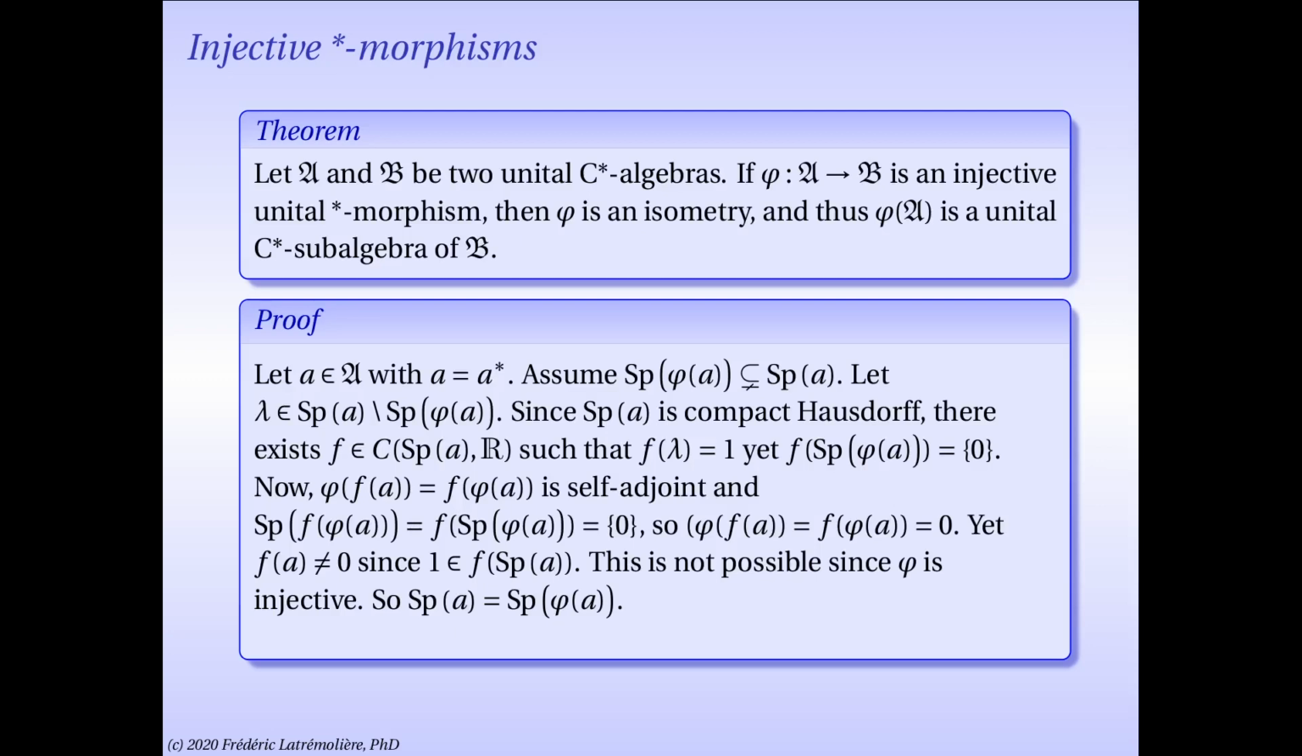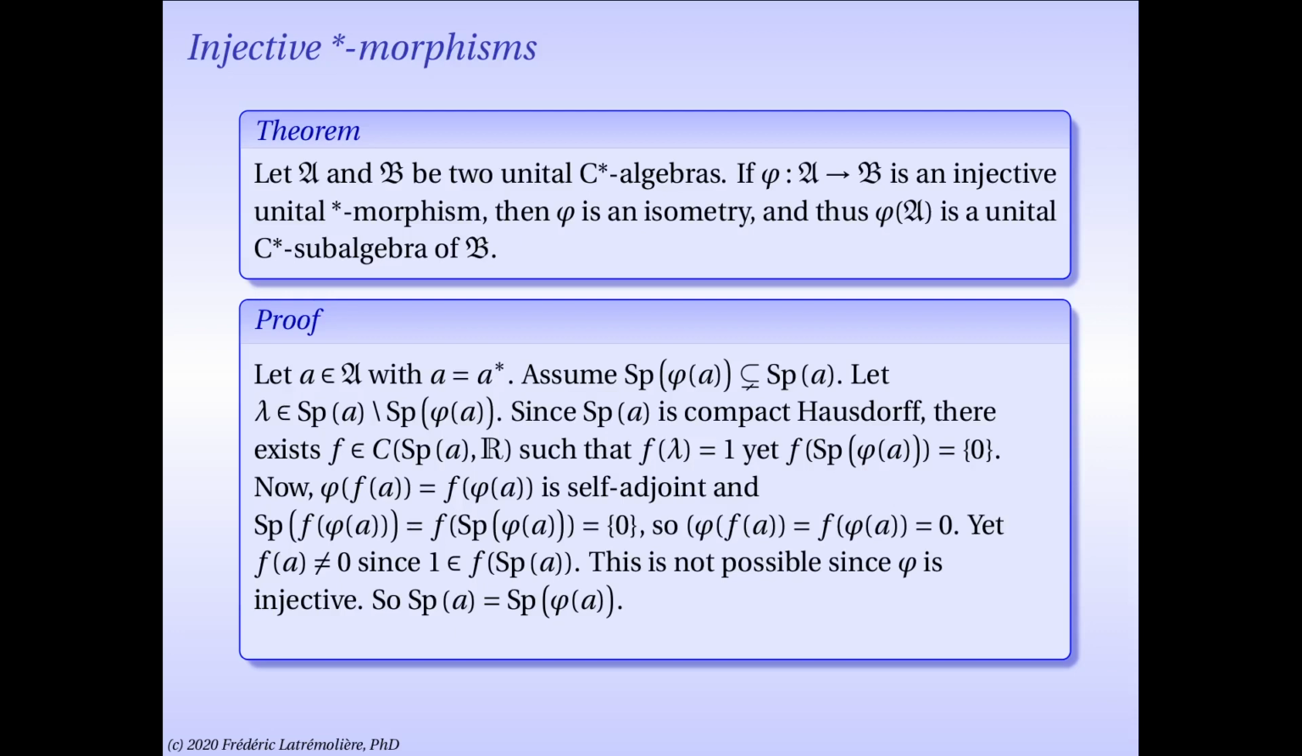So in particular, there exists a function f, real-valued, continuous on the spectrum of A, which takes the value 1 at lambda, yet is 0 on the entire spectrum of phi of A. So what do we know? We know that since phi is a unital star morphism, phi of f of A equals f of phi of A. Second of all, since f is real-valued, and since A and therefore phi of A is a self-adjoint element, so a normal element, f of phi of A is again a self-adjoint element in the codomain of phi.